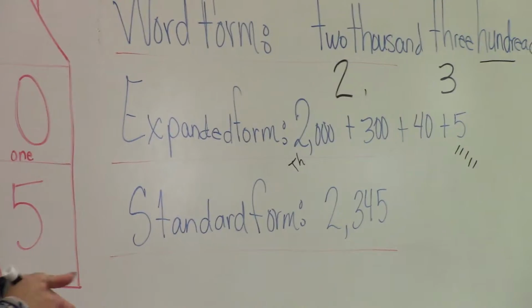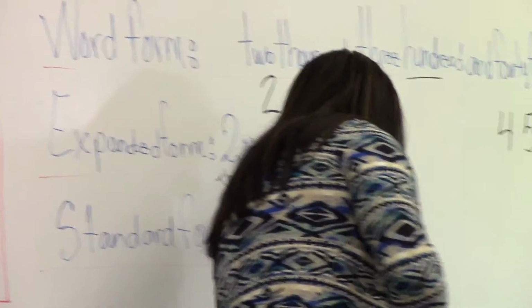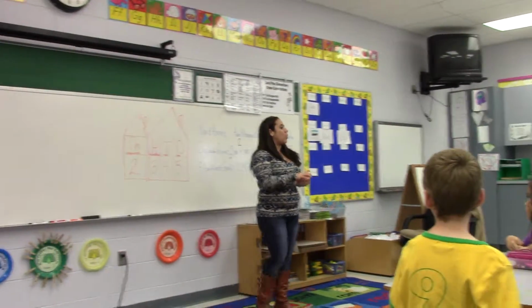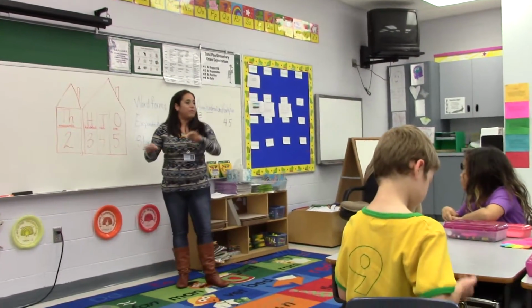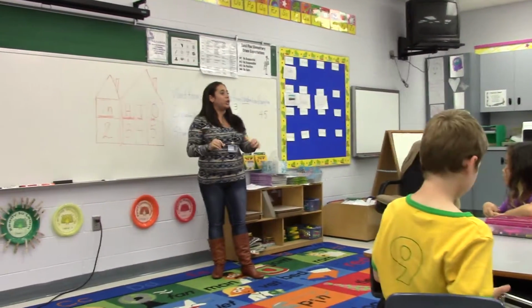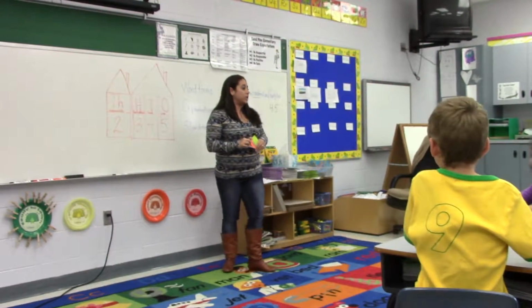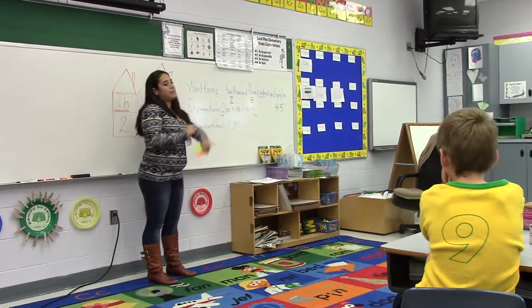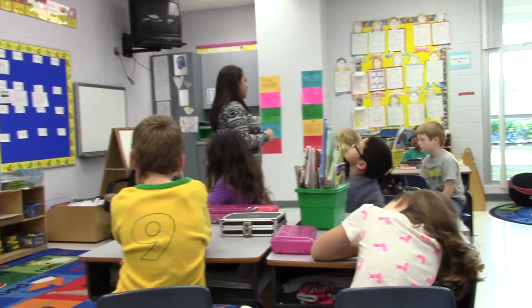All right? So I'm going to go ahead and give you guys a number. Okay? And when I give you that number, you're going to raise your hand and we're going to write it down. And everybody's going to look at it together so we know if that's the correct way to write it. When I ask you, it's going to be either a word form or an expanded form. Okay? So let me see who is sitting correctly.